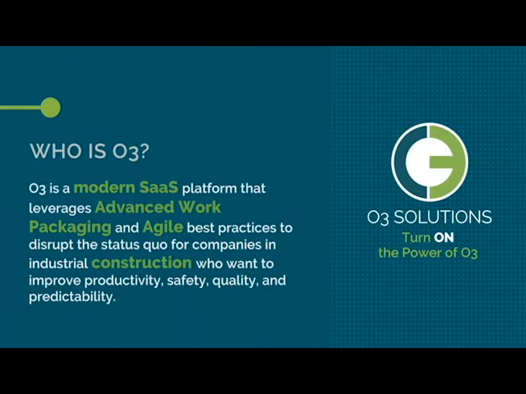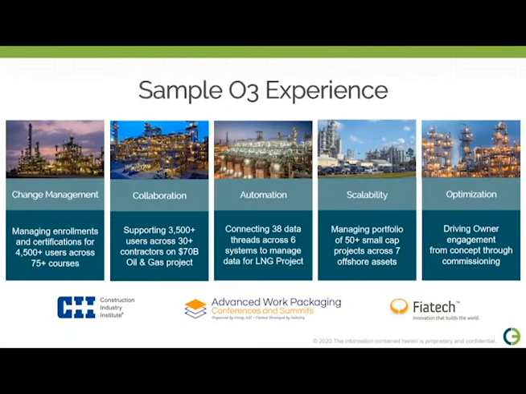O3 is a web-based platform purpose-built for companies in industrial construction who are interested in applying the principles of advanced work packaging. AWP, as it's commonly referred to in the industry, is a best practice recognized by the Construction Industry Institute. O3 has helped our clients address their unique challenges, including change management, collaboration across teams, introducing automation to reduce effort, scaling AWP from a single implementation across a portfolio or organization, and optimizing the process to demonstrate real ROI.